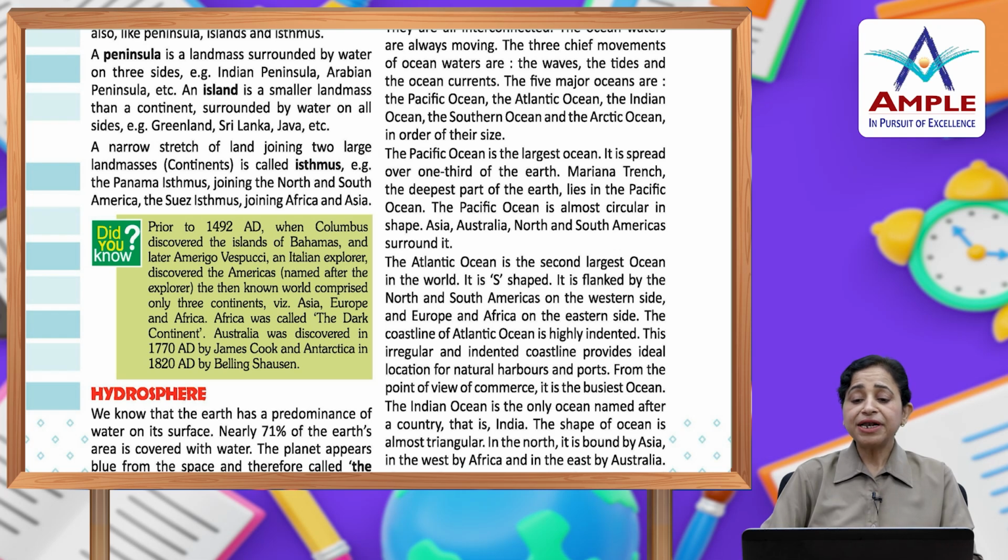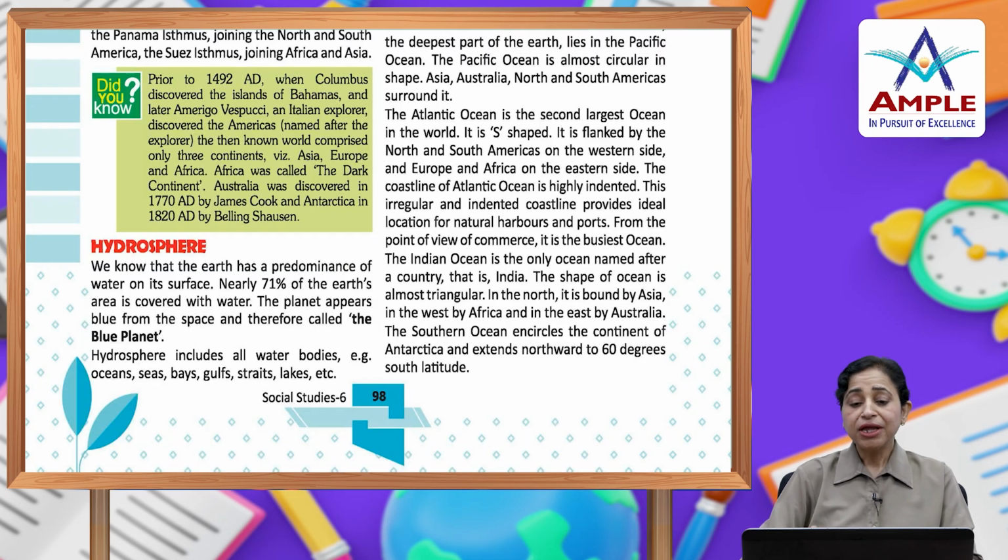The coastline of Atlantic Ocean is highly indented and this irregular and indented coastline provides ideal location for natural harbors and ports. From the point of view of commerce, it is the busiest ocean. The Indian Ocean is the only ocean named after a country. That is India. The shape of the ocean is almost triangular.